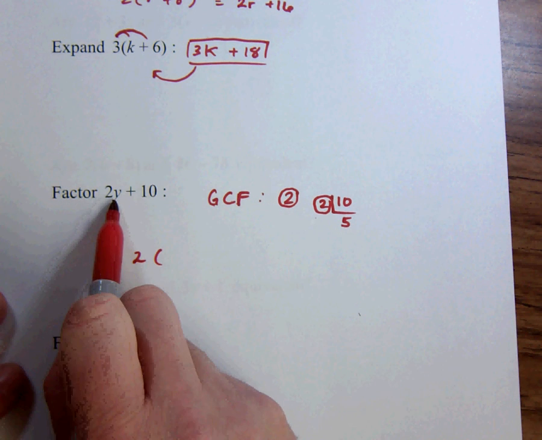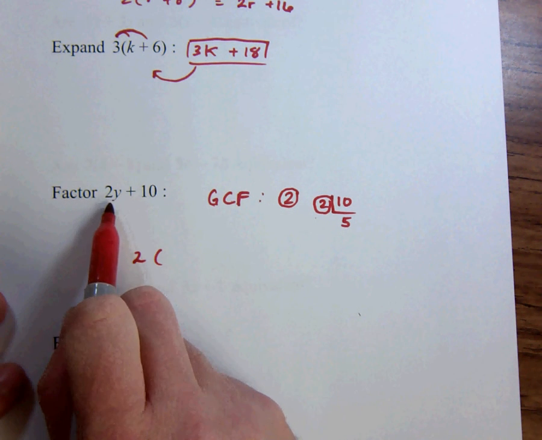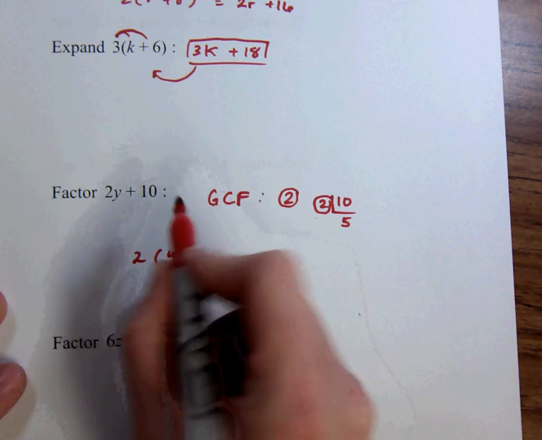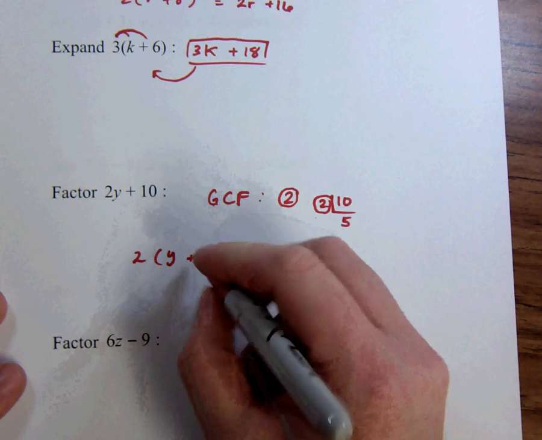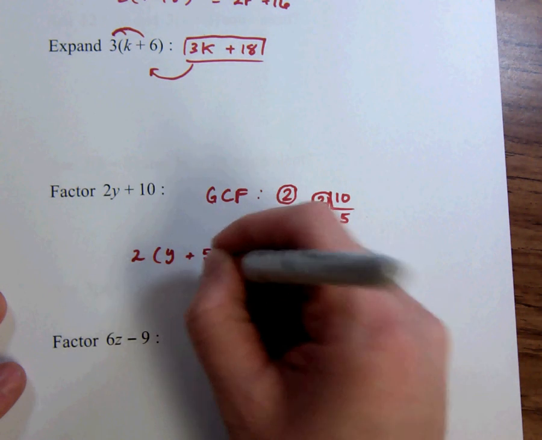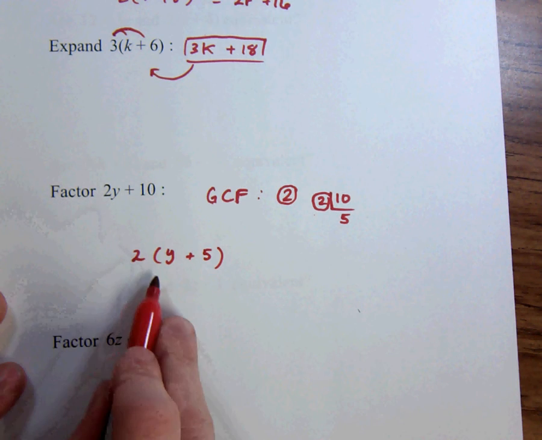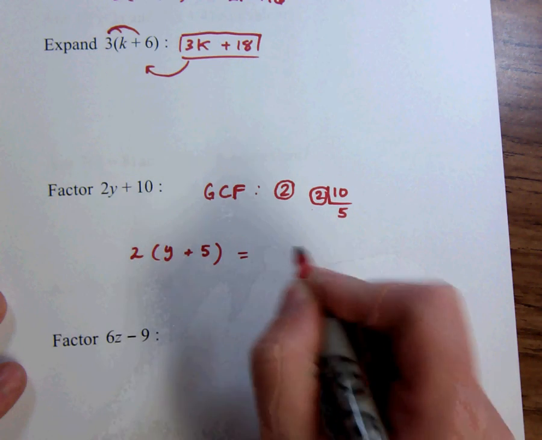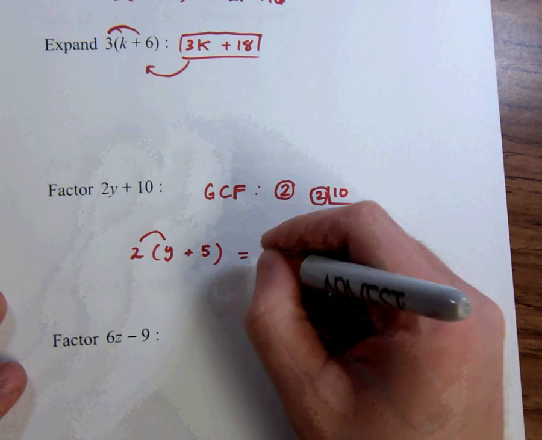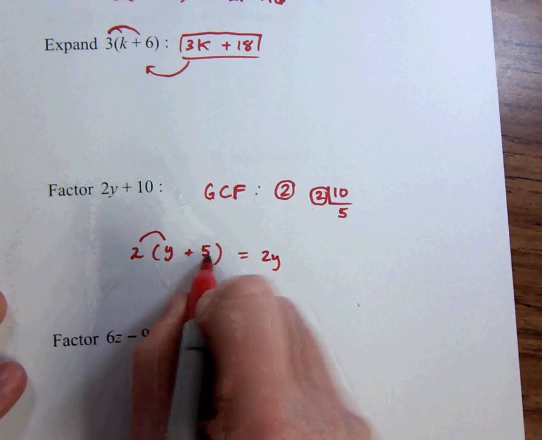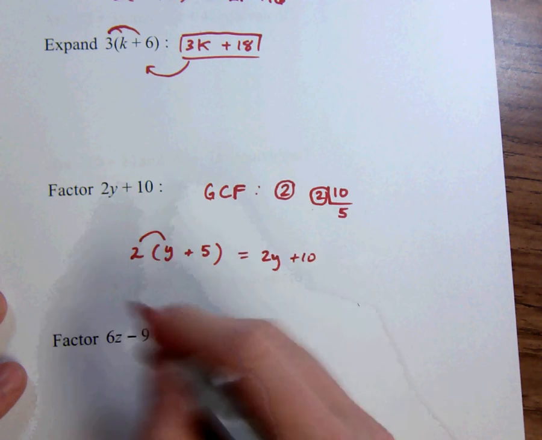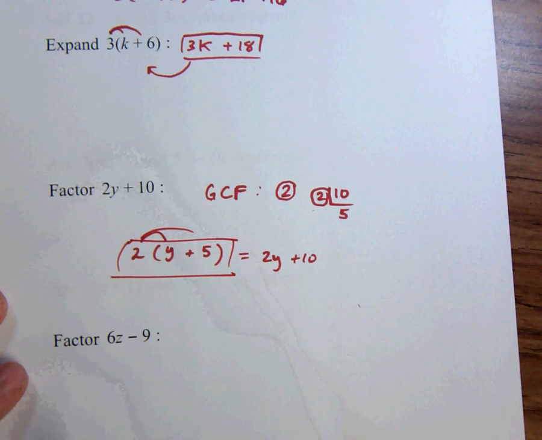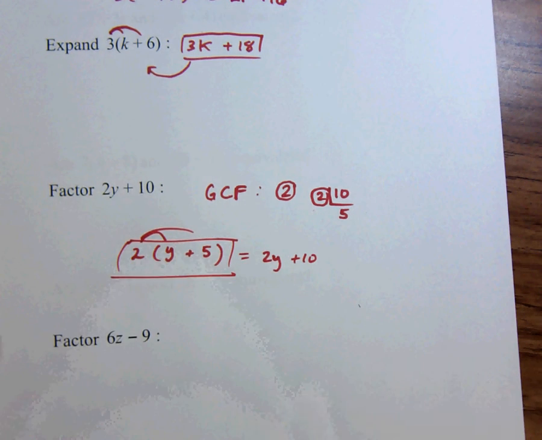And so we look back at our terms. So if I were to divide 2y by 2, I would have 1y. And if I were to divide 10 by 2, I would have 5. So to factor 2y plus 10 is the same thing as 2 times y plus 5. And we can check ourselves just to make sure we did it right. We could say 2 times y is 2y, and 2 times 5 is 10. So we are correct. So this right here would be this or that factored.